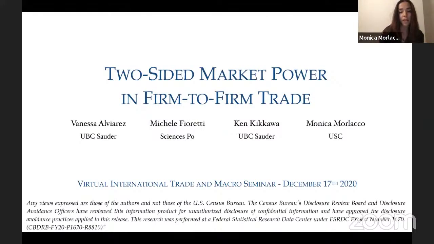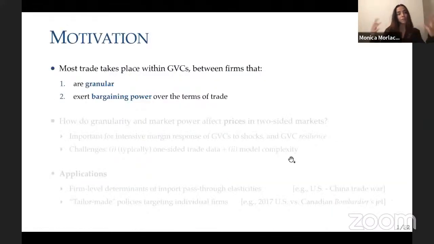The motivation for this paper: over the last 20 years, research in international trade has increasingly centered around individual firms. We know from enormous evidence that firms participating in international trade and in global value chains, more specifically given the focus of our talk, are somewhat special. Two features of these firms have received increased attention over recent years. The first is that these firms are granular.